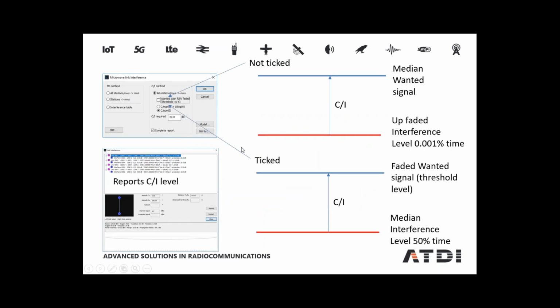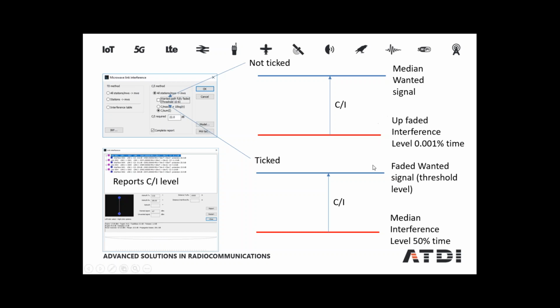Alternatively, if you use the C to I method, which was the other method, you can do it in two ways. One is similar to the threshold degradation, which is the median wanted signal and an up-faded interference level for say 0.001% of time, and you need a C to I between the two of them. So that's one way of doing it.